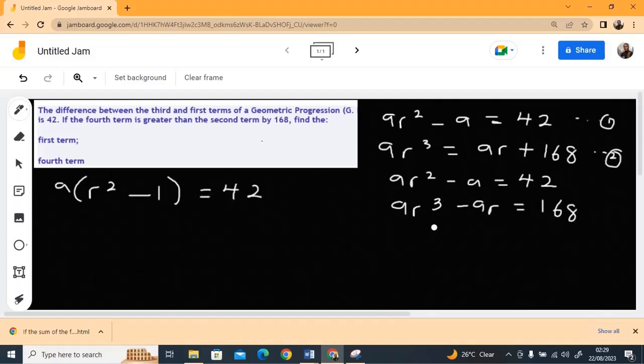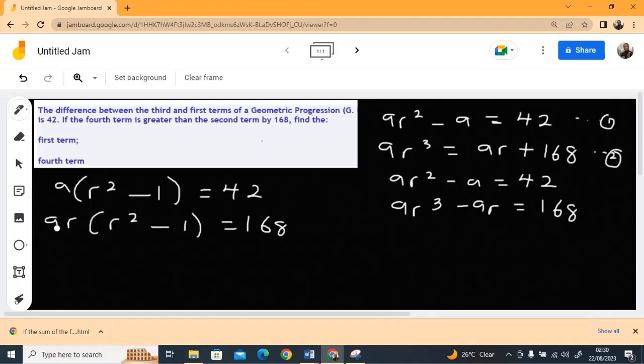42. The same thing here, what is there? ar is common, ar is common, so I can have ar, you open a bracket, ar here is what? r squared minus what? The same thing, minus 1, then equals what? 168.